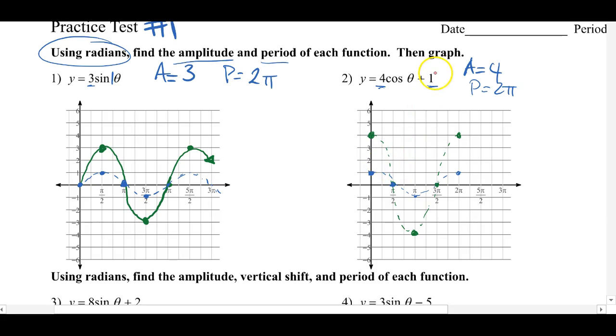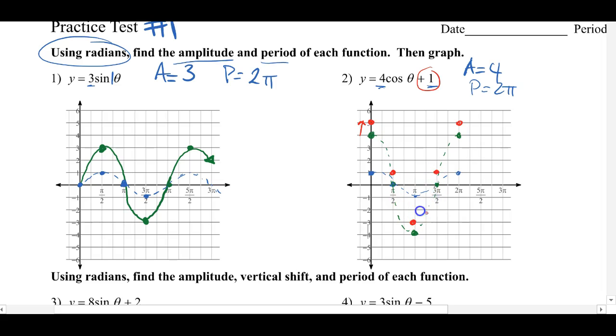So remember, the number on the outside, if it's added, it's going to shift up. If it's subtracted, it's going to shift down. Here it's +1, so all our points are going to shift up 1. So then this point in the middle is going to shift up 1. This point down here is going to shift up 1. This point here shift up 1. This point here shift up 1. So our final graph will look something like this.